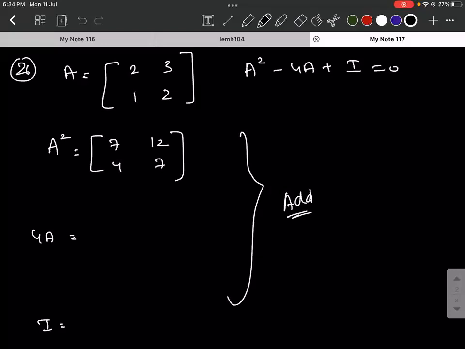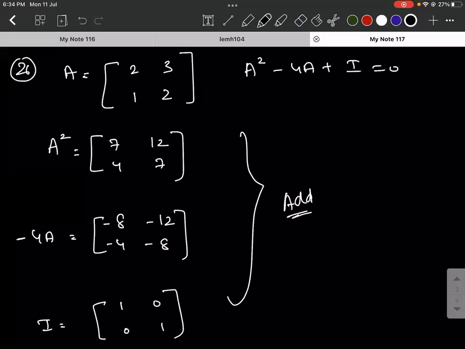What is 4A? 3, 12, I is obviously 1001. When you add, you should not add everything. Now you can add everything, because previously I wrote 4A. So A square minus 4A plus I.